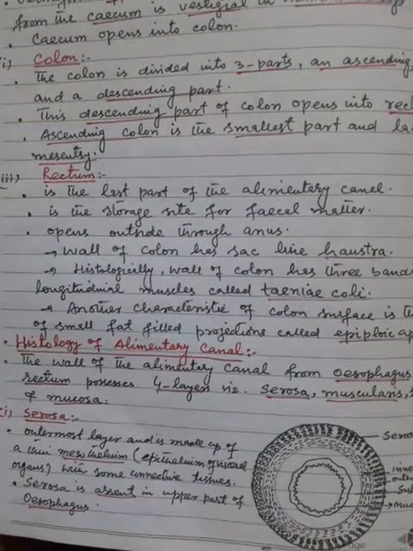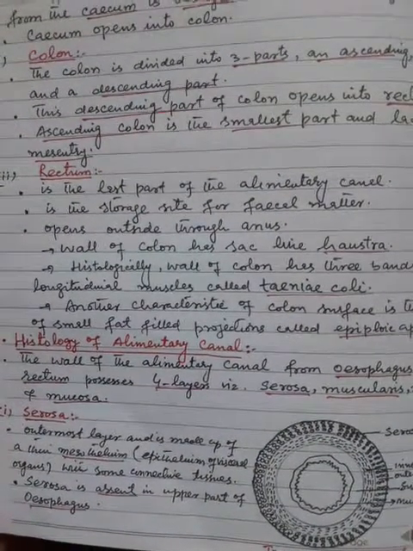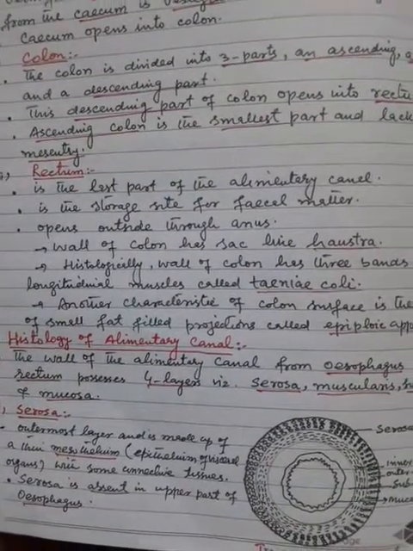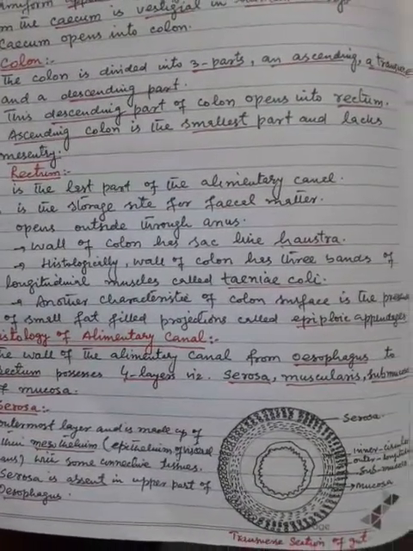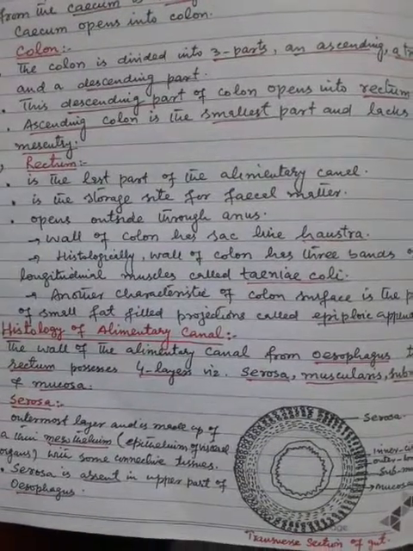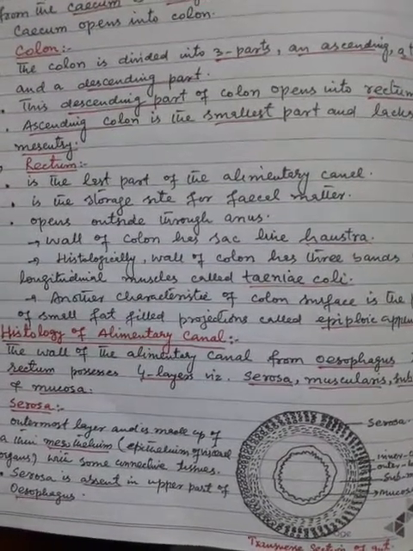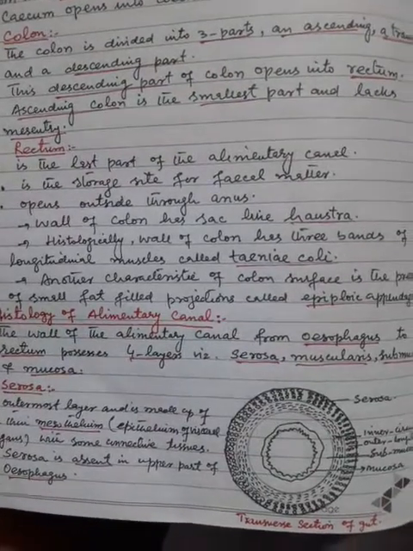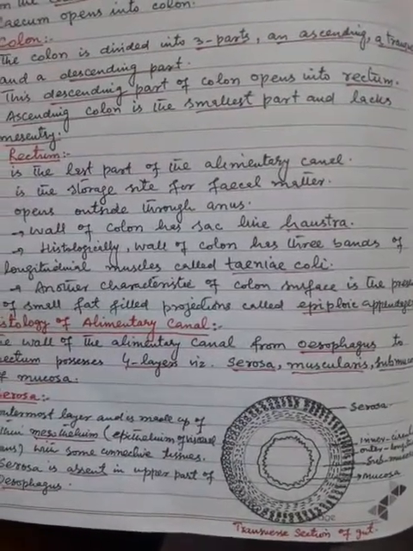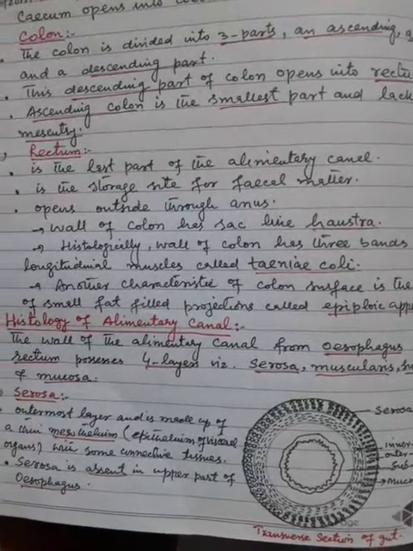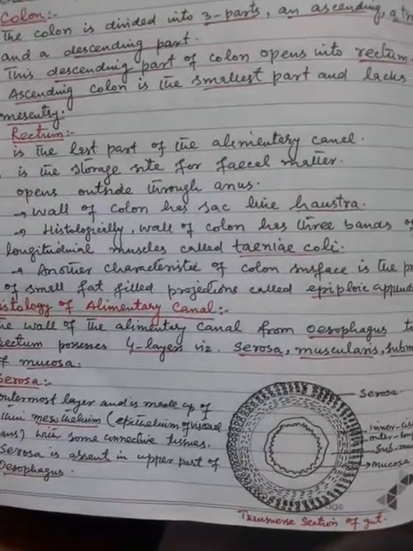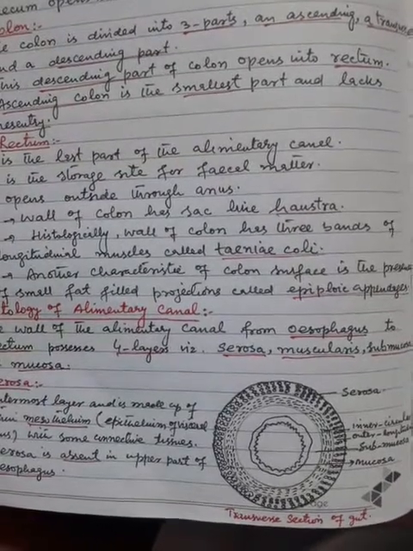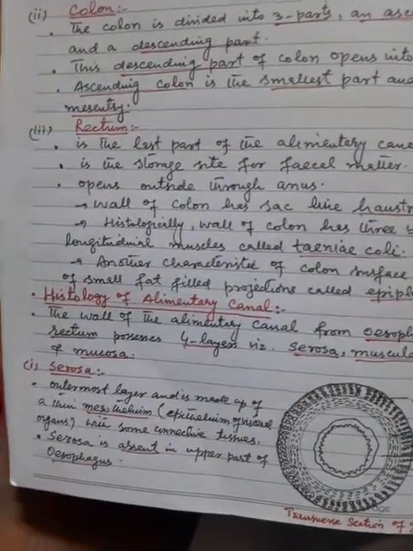Wall of colon has sac-like haustra. Histologically, wall of colon has three bands of longitudinal muscles called taenia coli. Another characteristic of colon surface is the presence of small fat-filled projections called epiploic appendages.